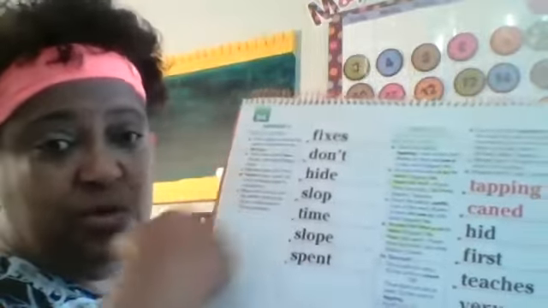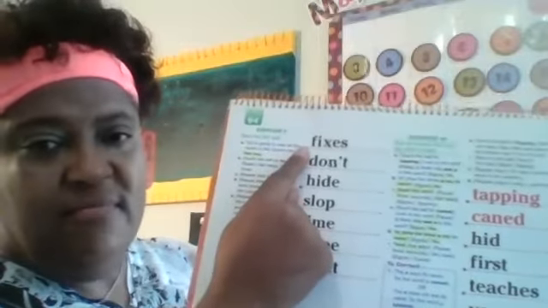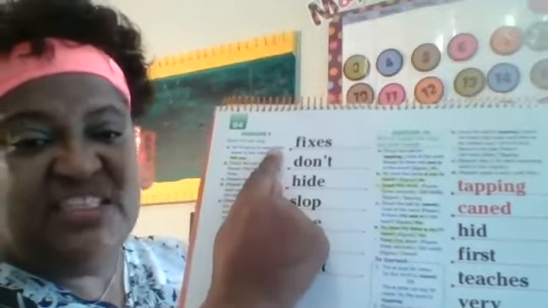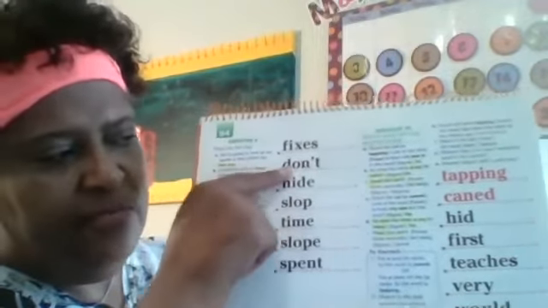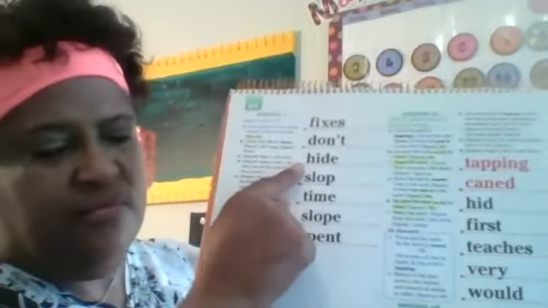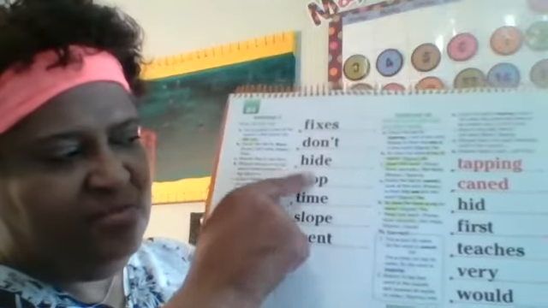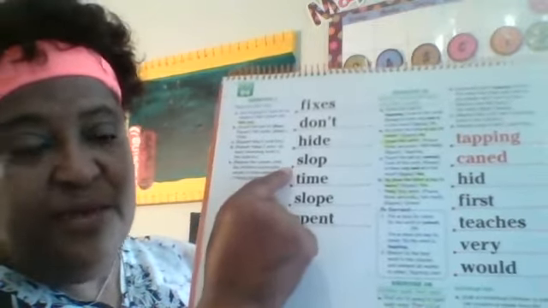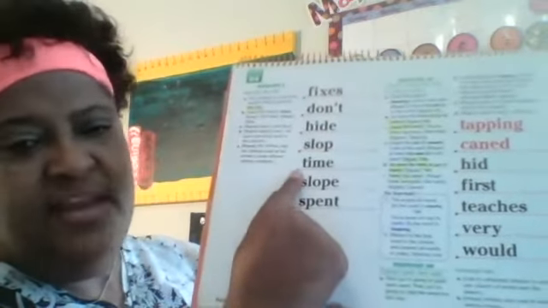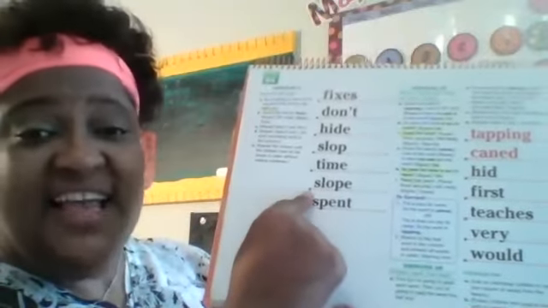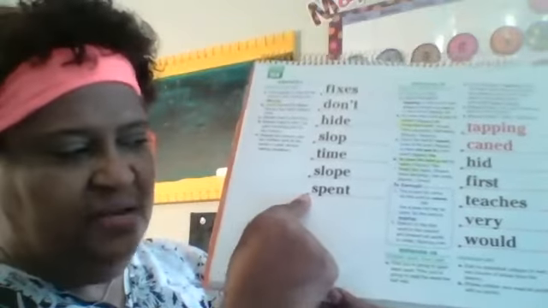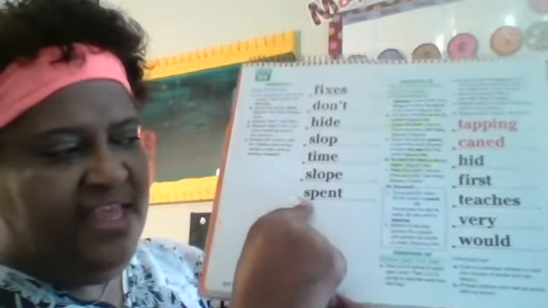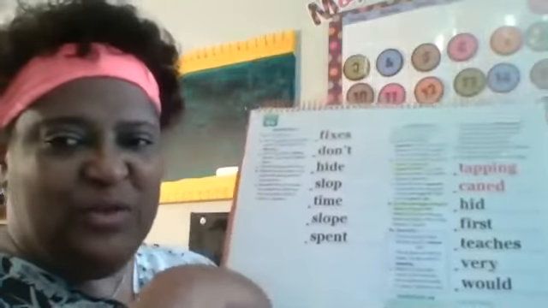Alrighty, in this column of words right here, it looks like a short column of words. You're going to read these words the fast way. First word, get ready. Yes, fixes. Next word, get ready. Yes, don't. Next word, get ready. Yes, hide. Next word, get ready. Yes, slop. Next word. Get ready. Yes, time. Next word. Get ready. Yes, slope. Last word in this column. Read it the fast way. Get ready. Yes, spent. Good job in reading all those words the fast way.